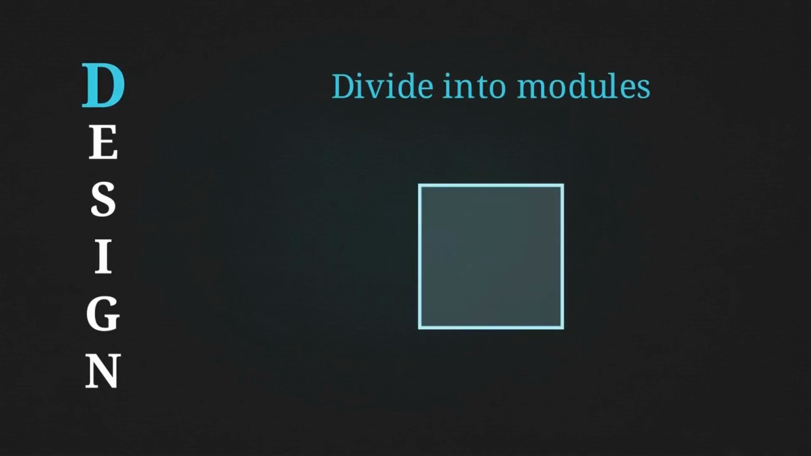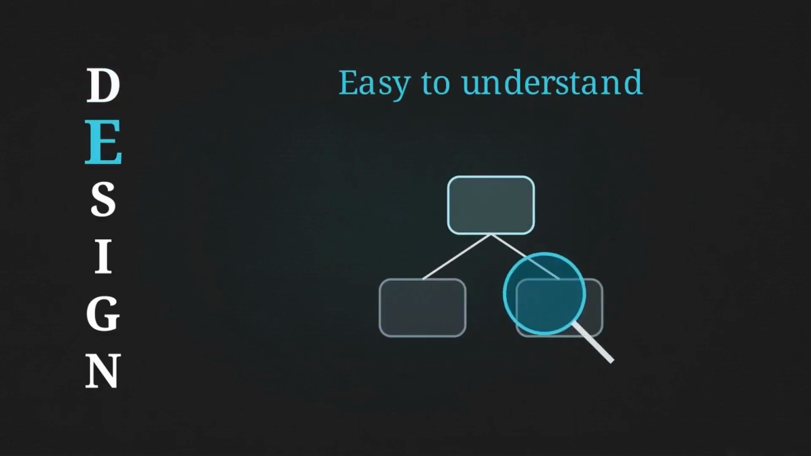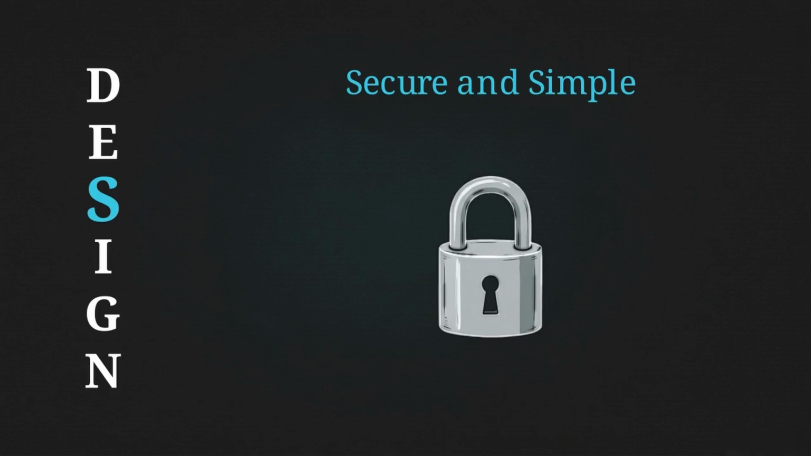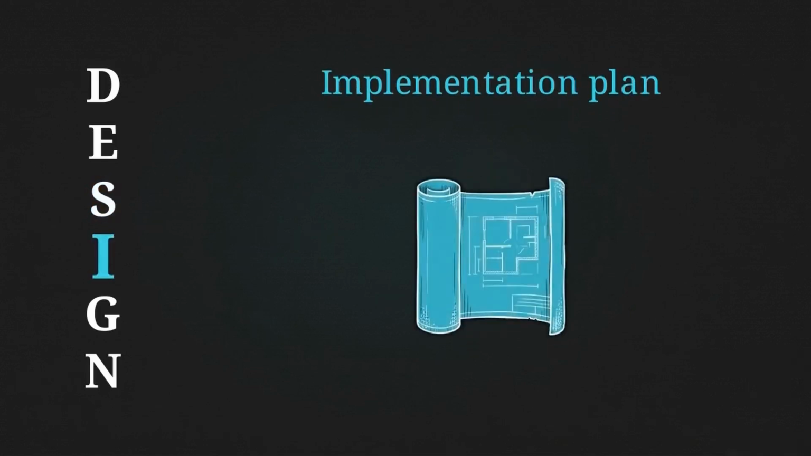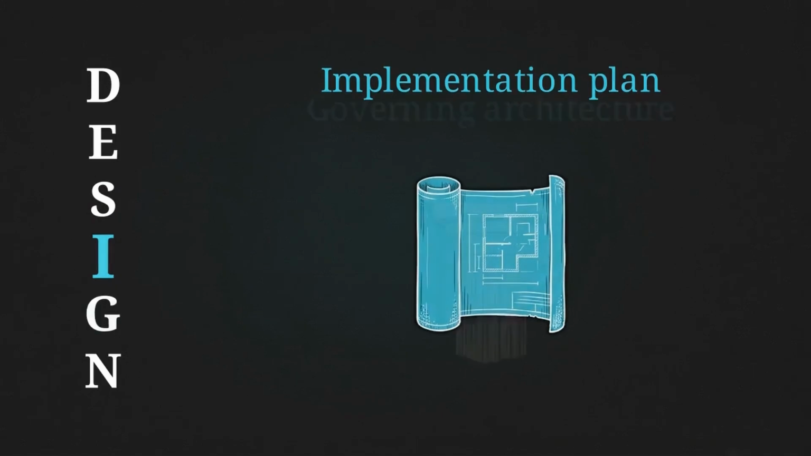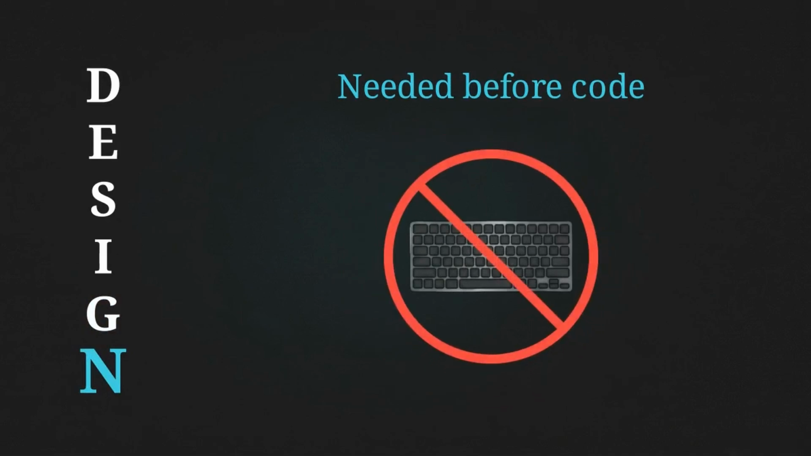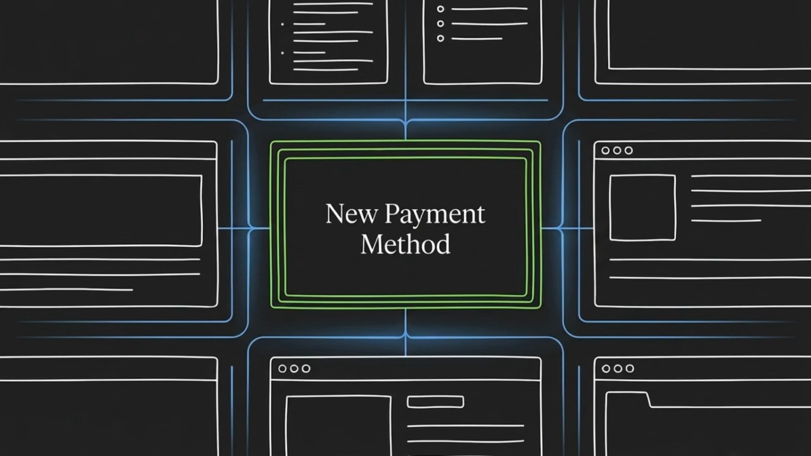To memorize the characteristics of a robust architecture, engineers use the mnemonic DESIGN. D stands for divide into modules, and E means the architecture must remain easy to understand. S dictates the system should be secure and simple, while I provides a clear implementation plan. G represents the governing architecture, ensuring efficiency under heavy loads, while N reminds us this plan is needed before code is ever typed. When a system possesses these traits, future modifications are inexpensive and new features integrate safely.